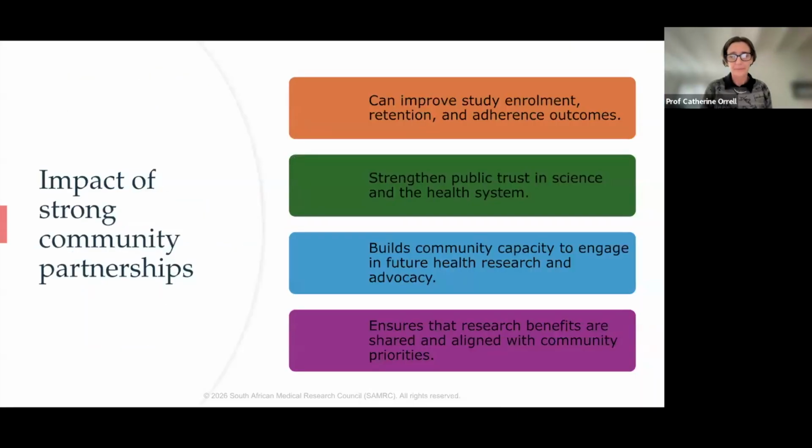Next slide, please. The impact of our community relationships means we can improve our study enrollments, we can improve our retention and adherence outcomes, and we strengthen public trust in science and the health system. When that goes wrong, we end up with things like vaccine hesitancy, which we saw in COVID when science moved too fast and didn't bring the communities along with us, and we ended up with problems that are going to take years to undo through a process of re-education. We also build the community capacity to engage in future research and advocacy, and we ensure that health research benefits are shared and aligned with community priorities.